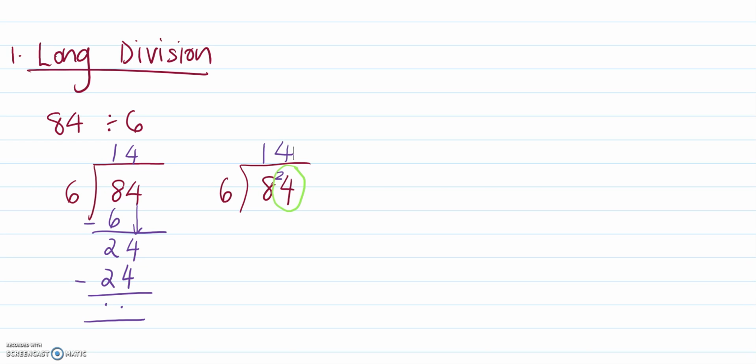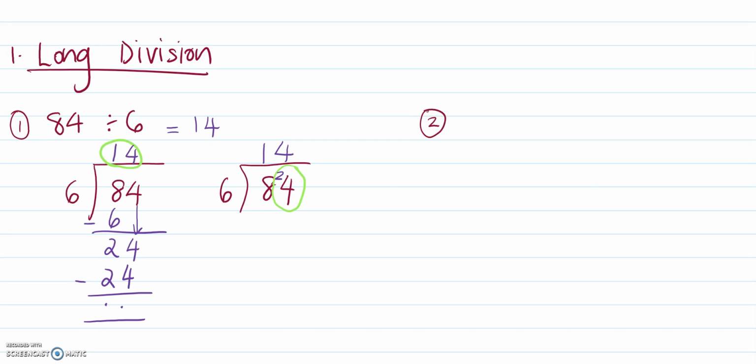So therefore, for 84 divided by 6, we've worked out this is where the answer goes, over here on top. So 84 divided by 6 is 14. Now that was the first example. Let's do another example where we get a remainder. We don't get exactly a whole number.